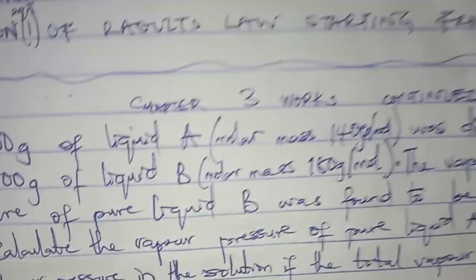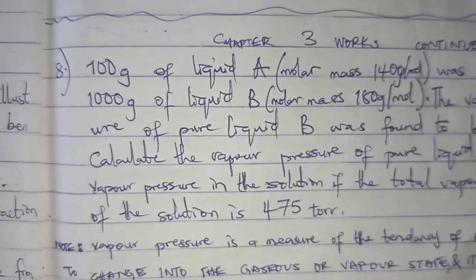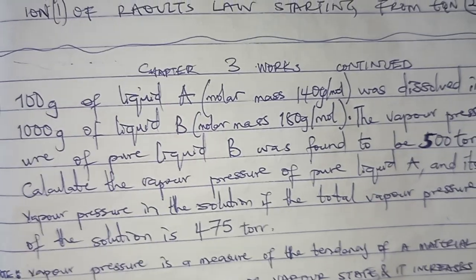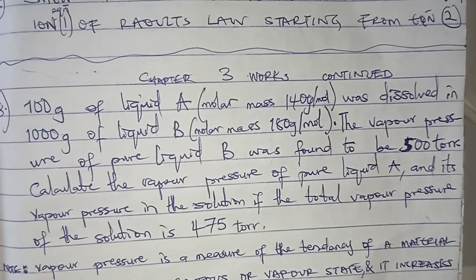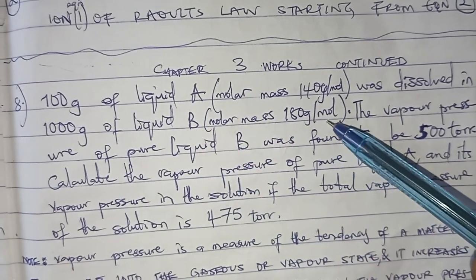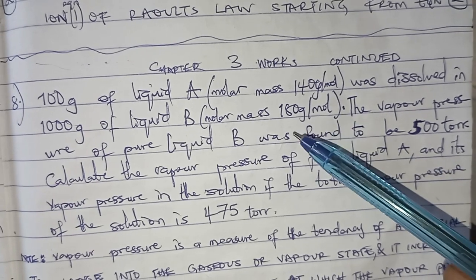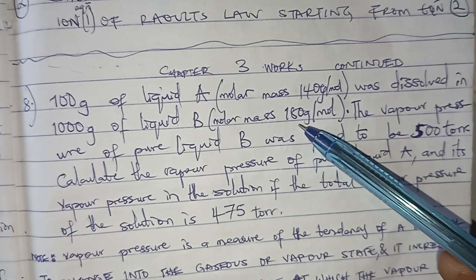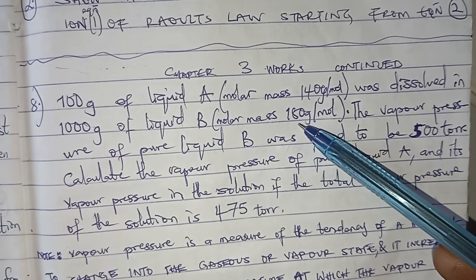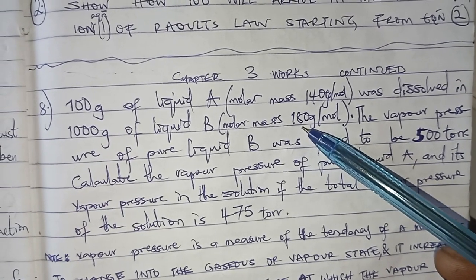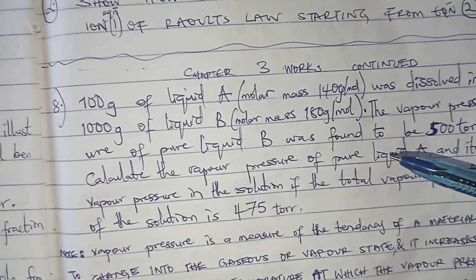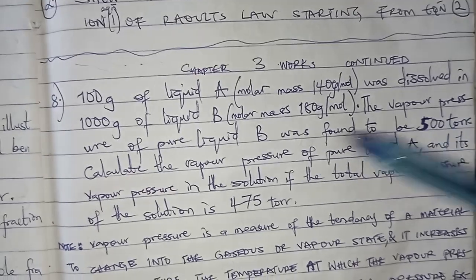400 gram of liquid A, molar mass 140 gram per mole, was dissolved in 1000 gram of liquid B, molar mass 180 gram per mole. When is 180 grams? I can think of this as glucose, but there can be other substances, other solvents or compounds or liquids that have 180 grams per mole.